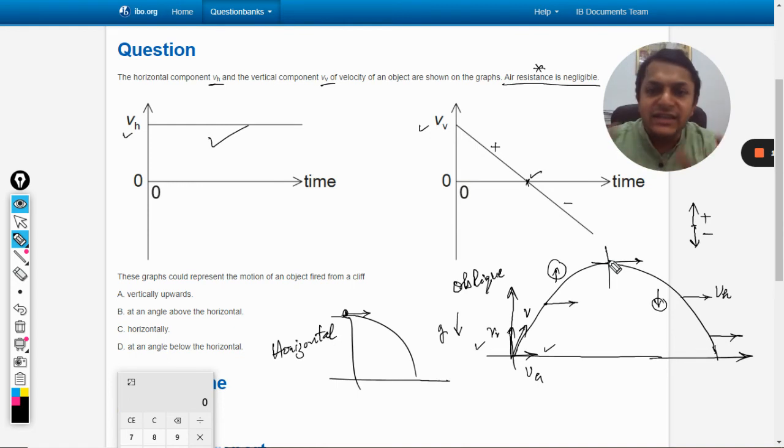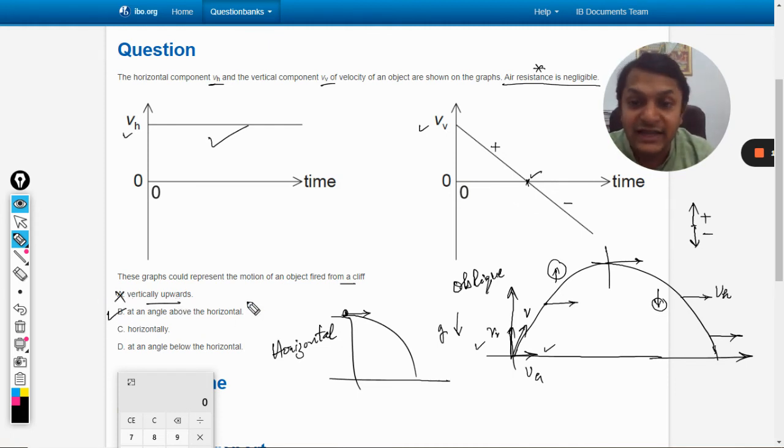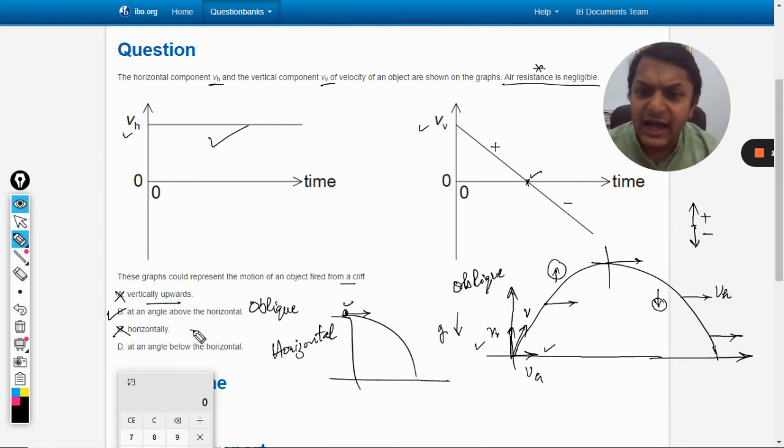So it means that these two graphs are pertaining to, let us read the options. These graphs could represent the motion of an object fired from a cliff vertically upwards. No, because it does not have horizontal velocity. At an angle above the horizontal? Absolutely yes, because this is what is oblique projectile.